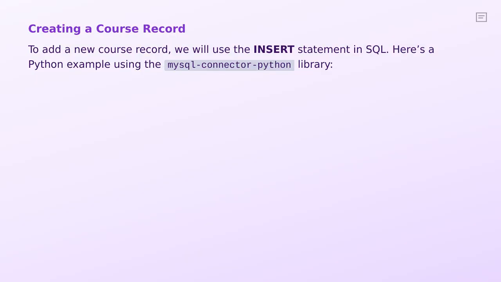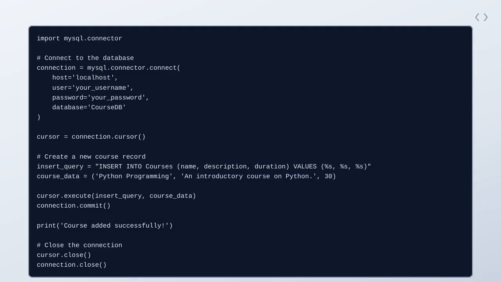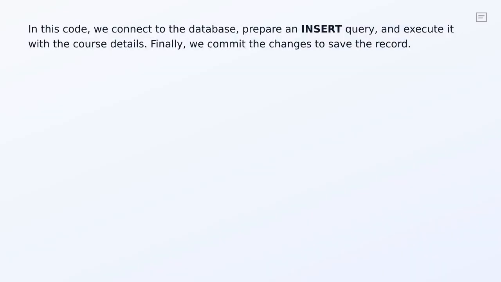Let's move on to creating a course record. To add a new course record, we will use the insert statement in SQL. Here's a Python example using the MySQL connector Python library. Run the command shown on screen to start your application. In this code, we connect to the database, prepare an insert query, and execute it with the course details. Finally, we commit the changes to save the record.